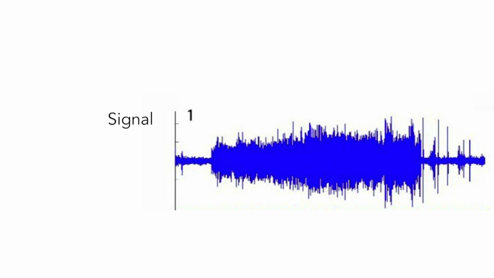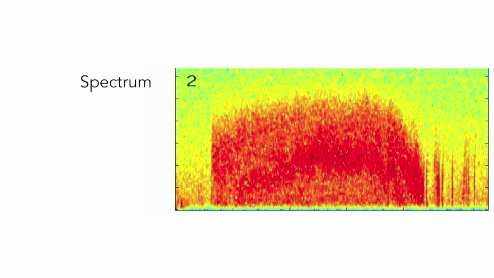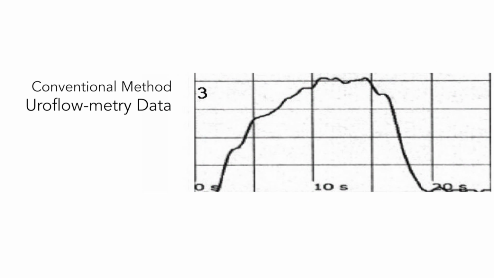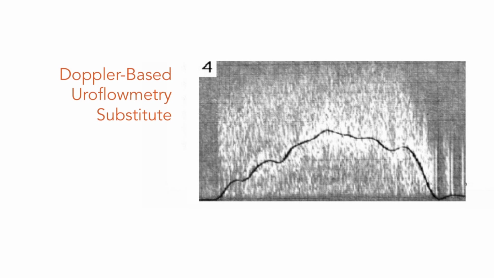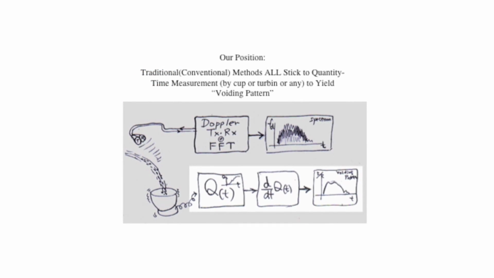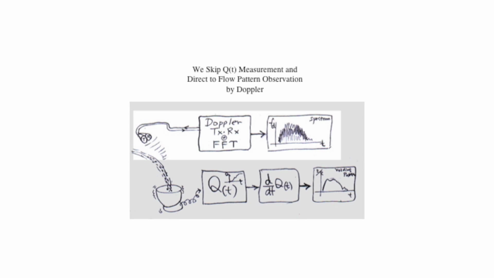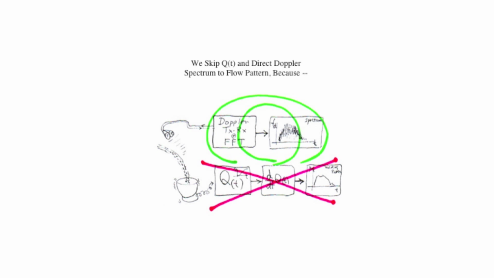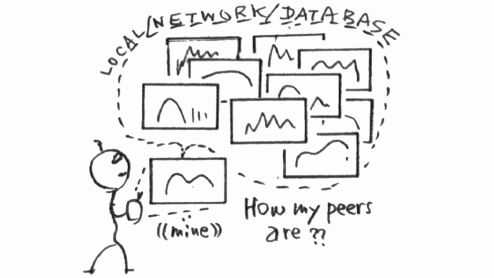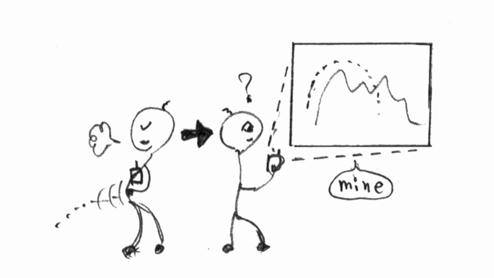As said before, we derive uro-flow curve from Doppler spectrum, typically by its ridge trace. Opposed to traditional methods, we skip quantity time measurement and go directly to flow pattern observation by Doppler. Imagine you can compare with other peers or check how healthy you are this morning.